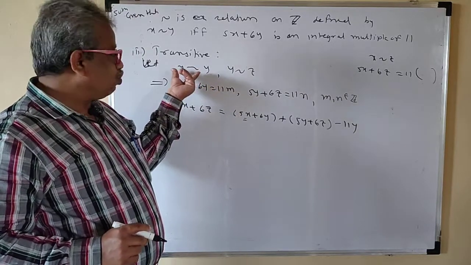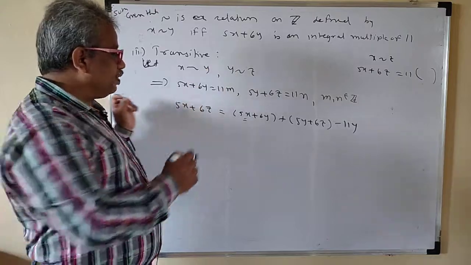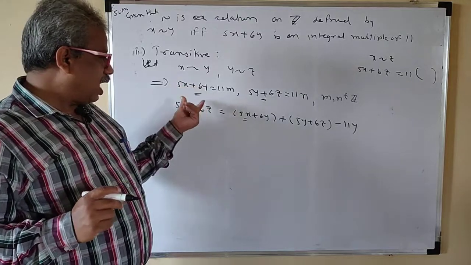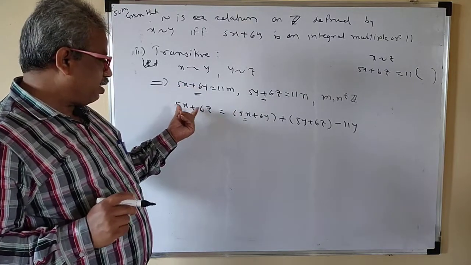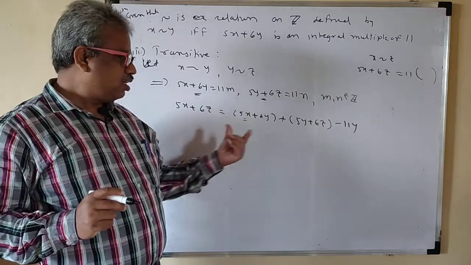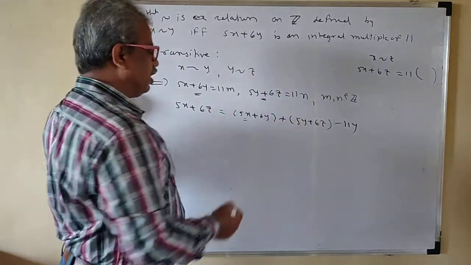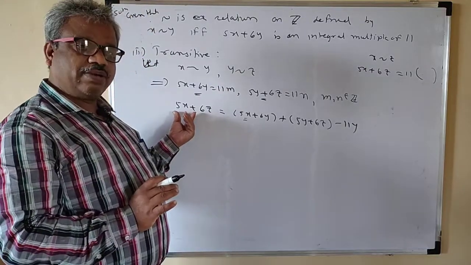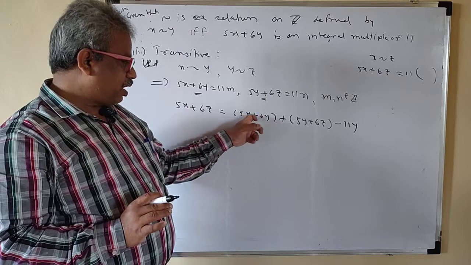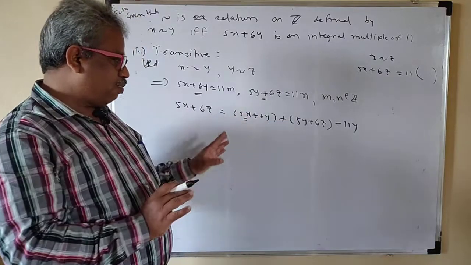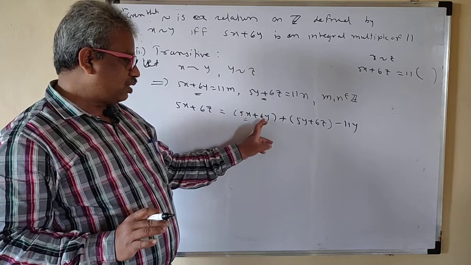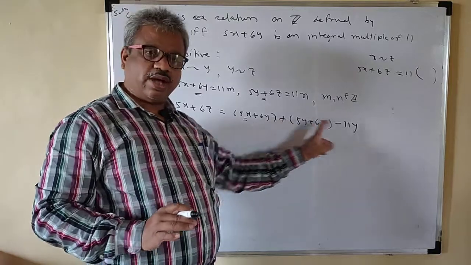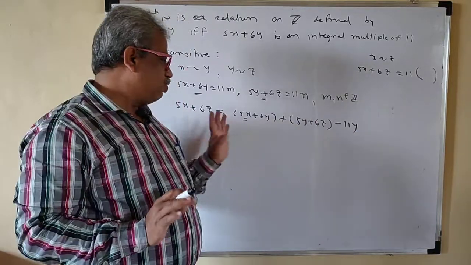Because you have to use x is related to y and y is related to z, that means we have to use these two terms. Without these terms, you cannot do this one. So I have converted 5x plus 6z in terms of these. We don't need to simplify, but if you simplify this, we must get 5x plus 6z. If you open the bracket, this is 5x plus 6y plus 5y plus 6z, so 5x plus 6z is there. The 11y and this minus 11y get cancelled, so you get 5x plus 6z.